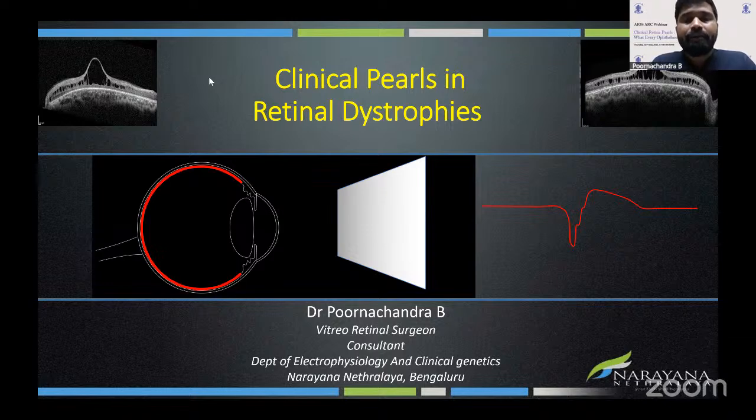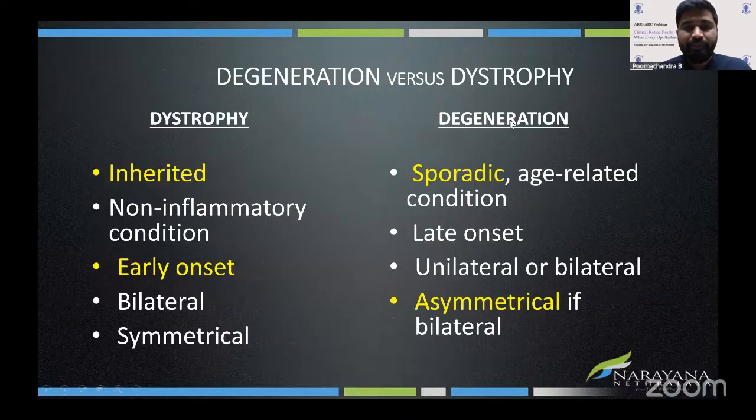So I'll be covering clinical pearls in retinal dystrophies, one more group of disorders where there is no definitive treatment. Before going into the case examples, we need to understand something basic. We need to differentiate between what is a dystrophy and what is degeneration. We call AMD age-related macular degeneration, not age-related macular dystrophy. The reason being that dystrophies are inherited, non-inflammatory, early onset, bilateral, and most of the time quite symmetrical, whereas degeneration can be sporadic, usually late onset, unilateral, could be bilateral, and most of the time could be asymmetrical.